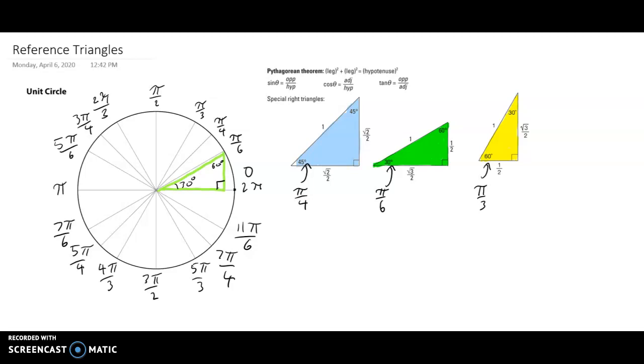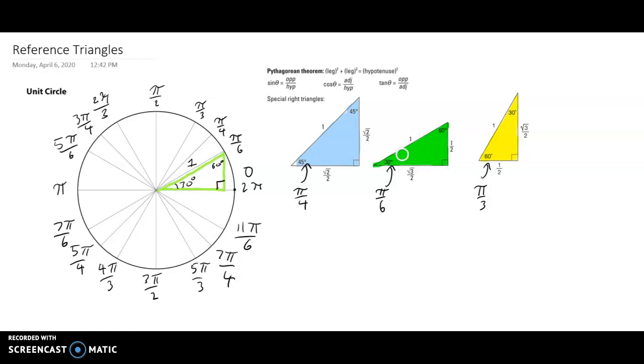And so using my SOHCAHTOA rules and the Pythagorean theorem, I can figure out that this leg of the 30, 60, 90 triangle is 1/2, and this leg is square root of 3 over 2. And I can do that because I know that on the unit circle, the radius is always going to be 1. So since the radius of this circle is 1, I know that the hypotenuse of this reference triangle has to be 1.